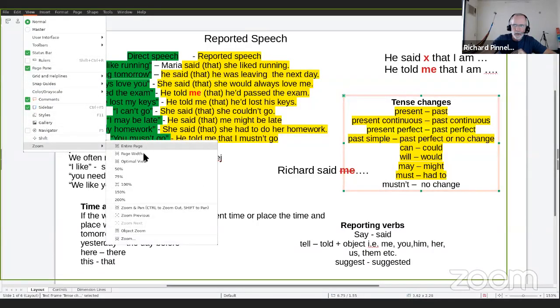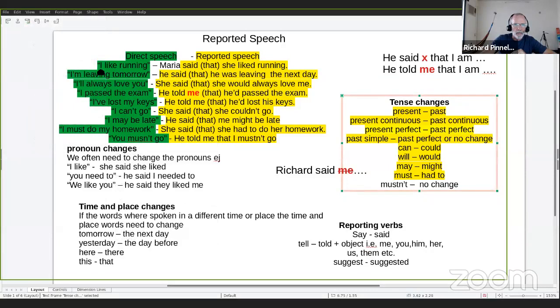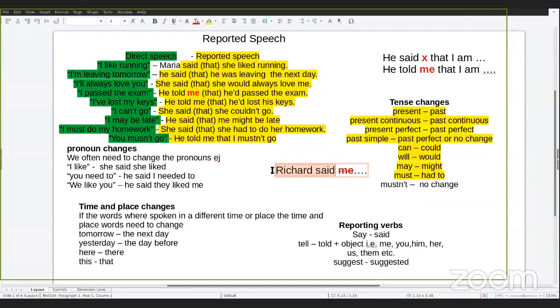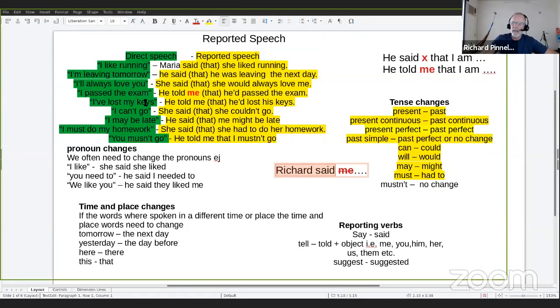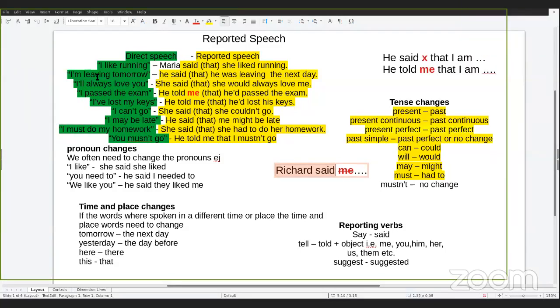So, who's next? Raul. I like running. Richard told me that he liked running. Very good. Israel, I'm leaving tomorrow. Richard was leaving the next day. Well, yeah, Richard said he was leaving the next day.